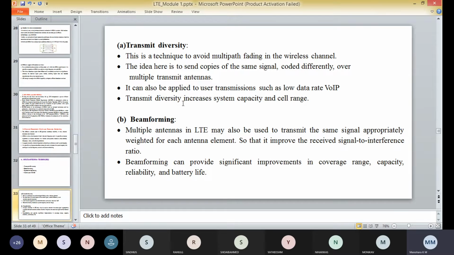So first one we're having is transmit diversity. This technique combats multipath fading. This technique is to avoid the multipath fading in the wireless channel. The idea here is to send copies of the same signal coded differently over the multiple transmit antennas.